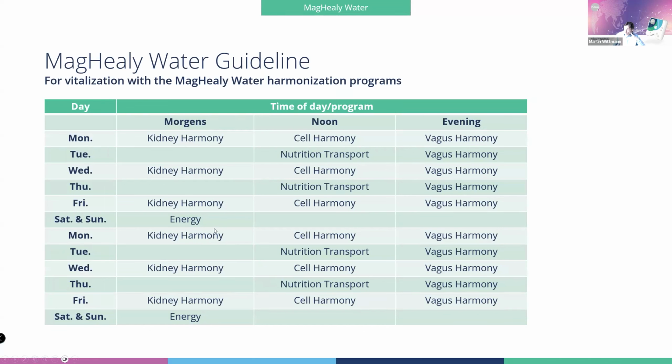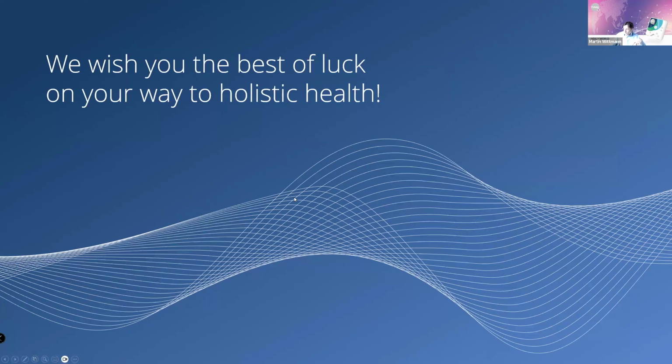So you have kidney, which is quite important, cell harmony, and vagus harmony, which in our stressful times is always good. So if you're stressed, use a vagus program. If it's a water program, if it's a MagHealy program, or you combine them. If it's too much stress, you're feeling overwhelmed, just try it. And I wish you the best of luck on your way to holistic health.